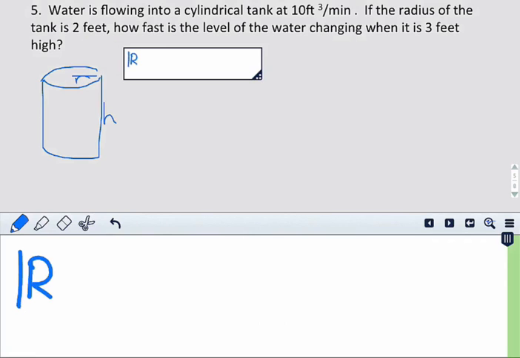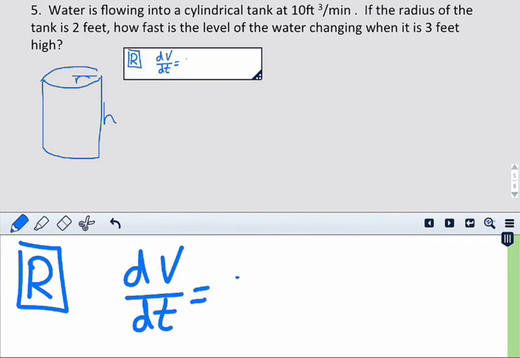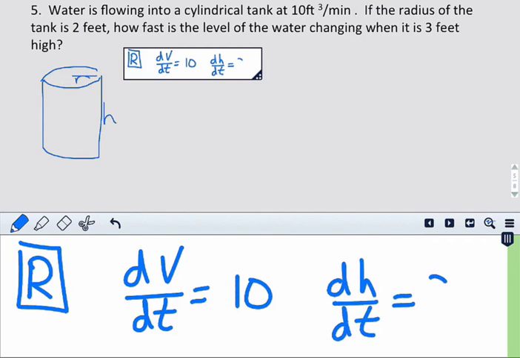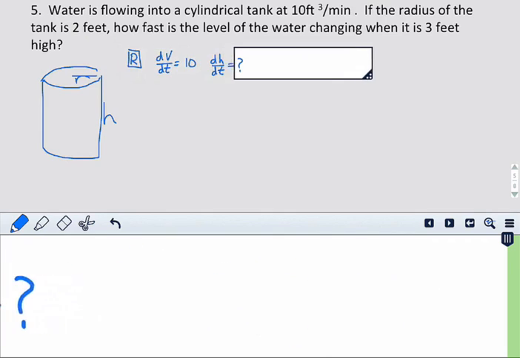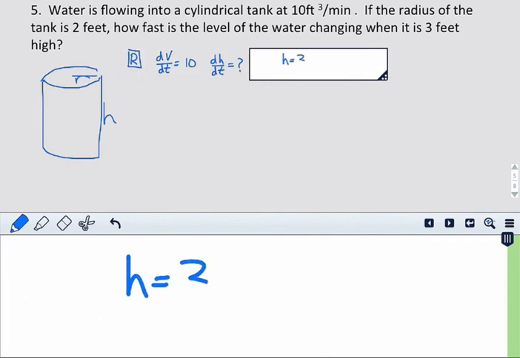So for our rates, we know that the water is flowing into the tank at 10 cubic feet per minute, and so that's actually going to be a volume. So dV over dt is going to be 10 cubic feet per minute. We want to know how fast the level of the water is changing. So in that case, that's going to be dh over dt. And we want to know this when it's 3 feet high, so when h equals 3.